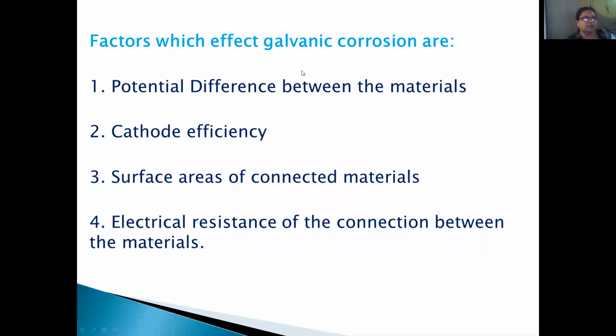Then factors affecting galvanic corrosion are potential difference between the materials, then cathodic efficiency, then surface area of connected materials, then electrical resistance of the connection between the materials. So all these factors affect the galvanic corrosion.